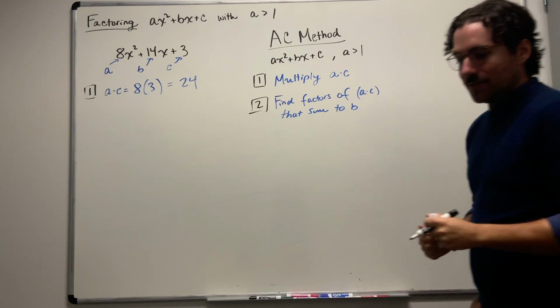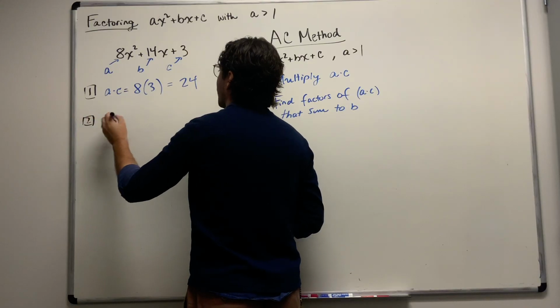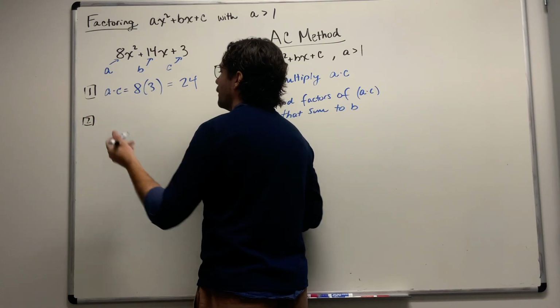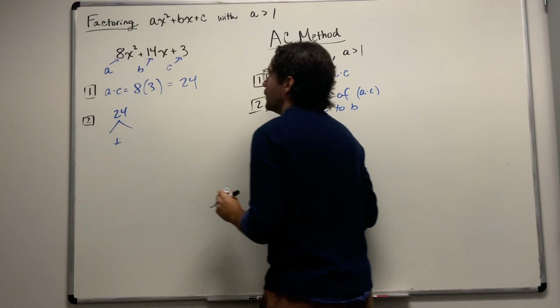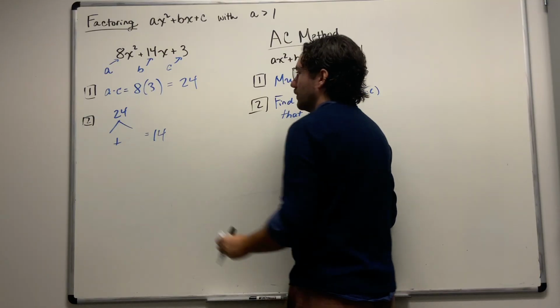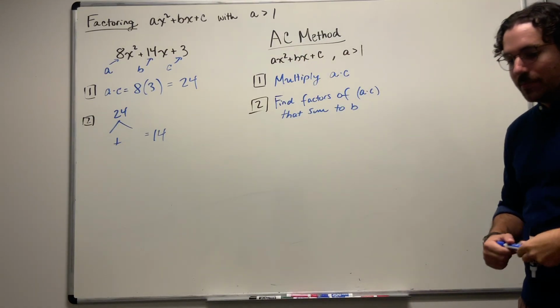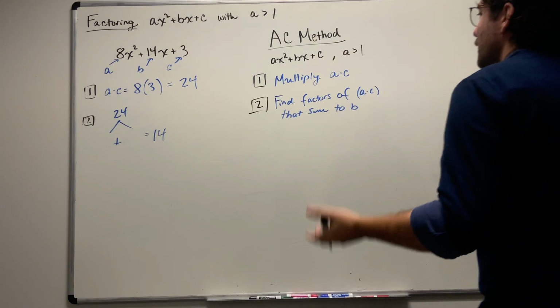That sum to B. So let's say step 2. I'm finding factors of this number 24 that add up to my B term, which is 14. So 2 numbers that I multiply to get 24 that add up to 14. What are factors of 24?